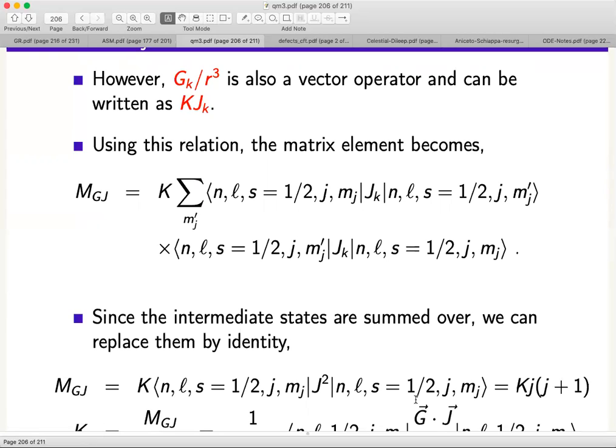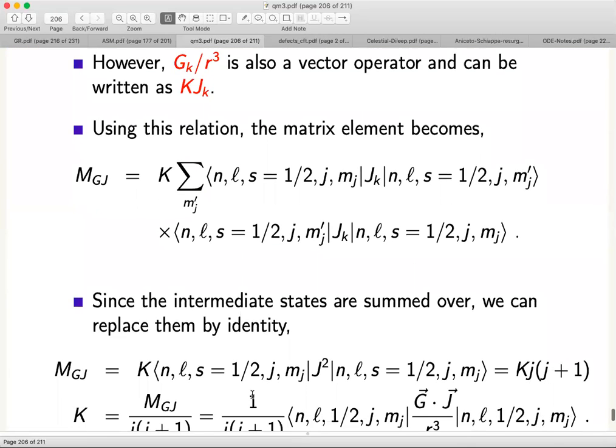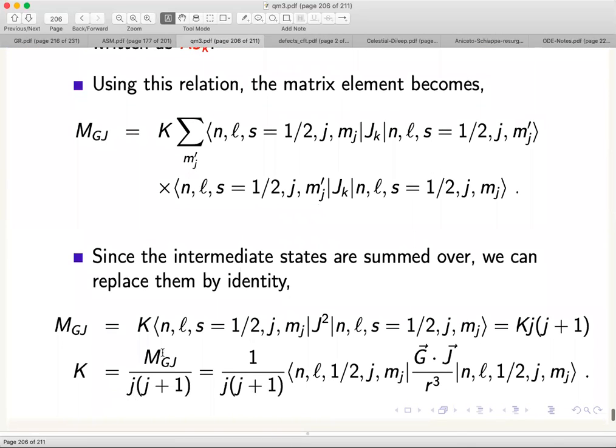Okay, and that we know, of course, how to compute. That is just j into j plus 1. So the matrix element m, which is g dot j, that is what we started off with, is just k times j into j plus 1. And therefore, k is m g dot j upon j into j plus 1, which is the same as 1 over j into j plus 1 times this matrix element. Okay, because the matrix element was precisely this.